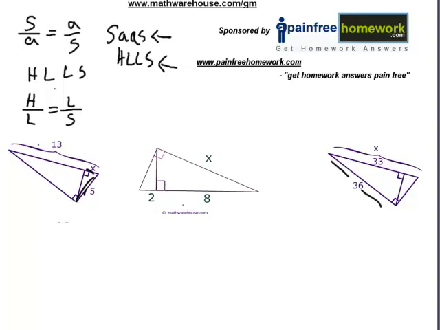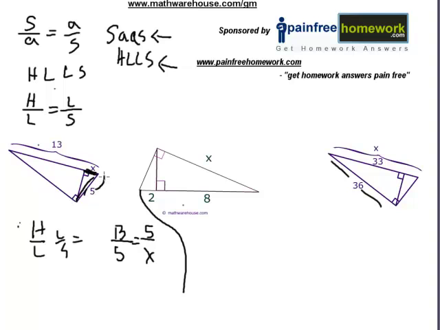HLLS. Right? Let me write it this way. What is HLLS in this? Well, in this case, the hypotenuse, remember we mean the hypotenuse of the giant outer triangle, over the leg, 5, equals the leg 5 over the side x. So the side that we're talking about is always the one that's right next to the leg. So it's 13 over 5 equals 5 over x.